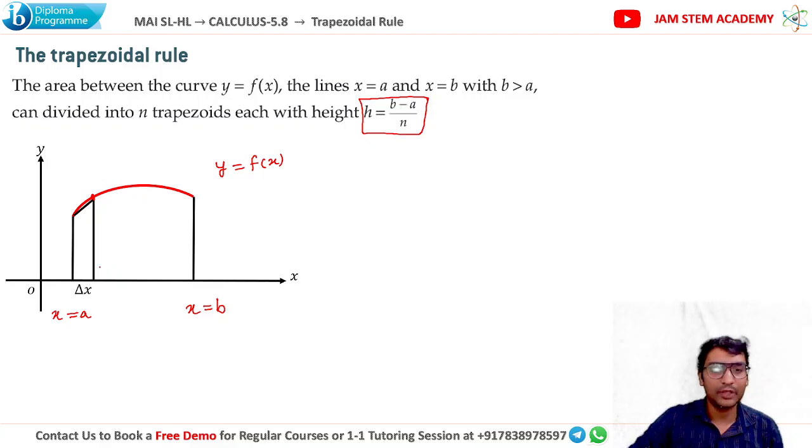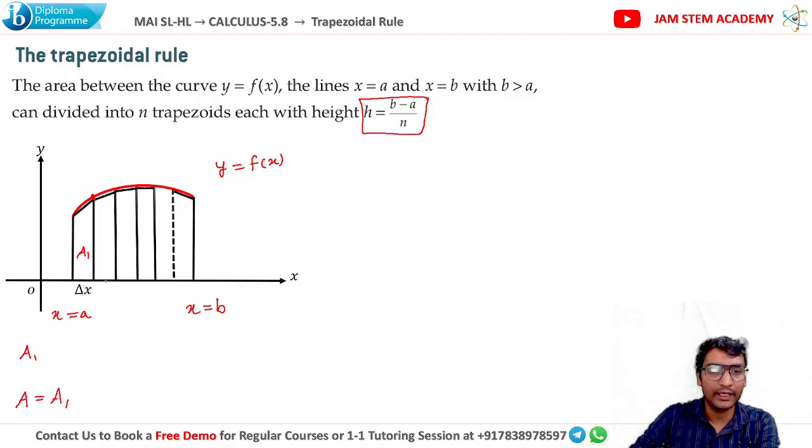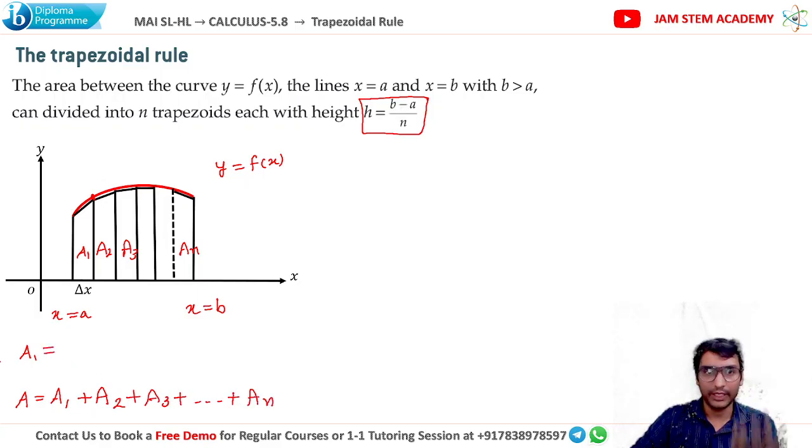We know the area of a trapezoid is given by what? Let's call it A1. In this way I will divide this area into n trapezoids, and later I will add up all these values to find the final area. Let's consider A1, A2, A3, and so on up to the last one, An, as the n trapezoids. So the final answer will be approximately A1 plus A2 plus A3 plus so on up to An.